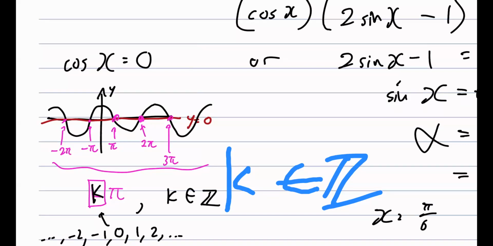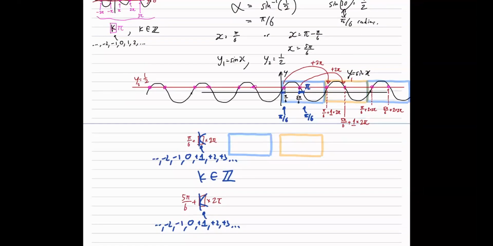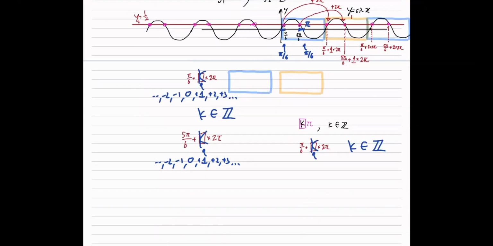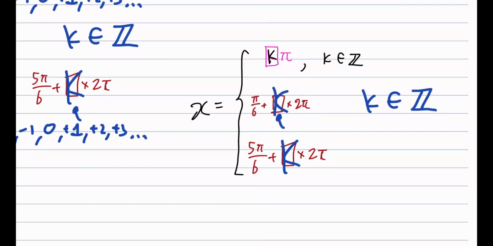So how do you represent all of the solutions nicely? What you do is collect all of them together: k pi, k an element of integers; pi over 6 plus k times 2 pi, k an element of all integers; and then 5 over 6 pi plus k times 2 pi, k an element of all integers. You just say x equals all three possibilities, and then you put down comma k an element of Z, comma k an element of Z, comma k an element of Z.